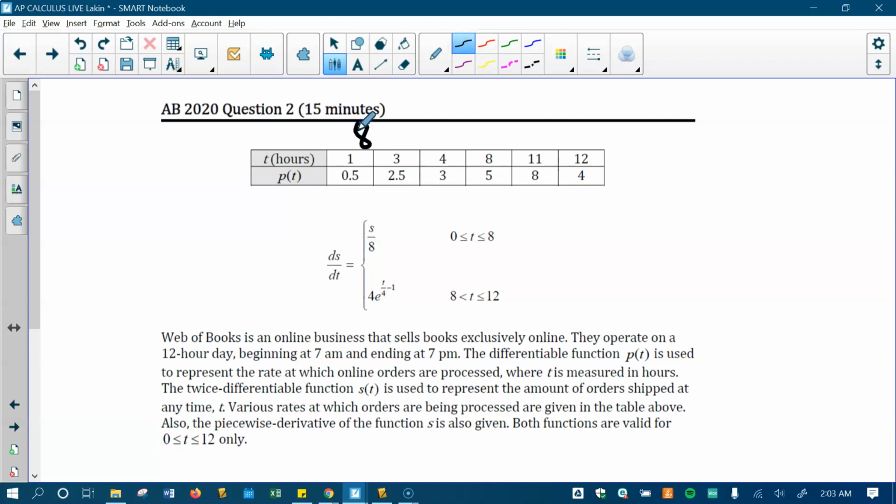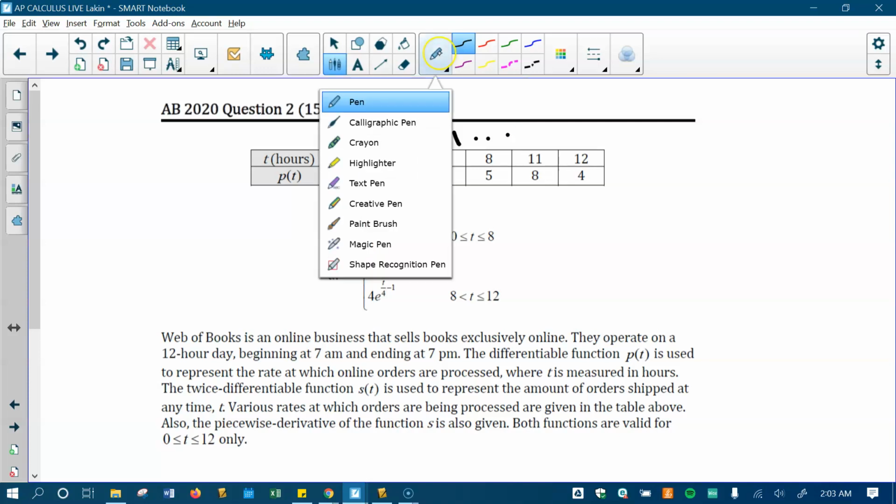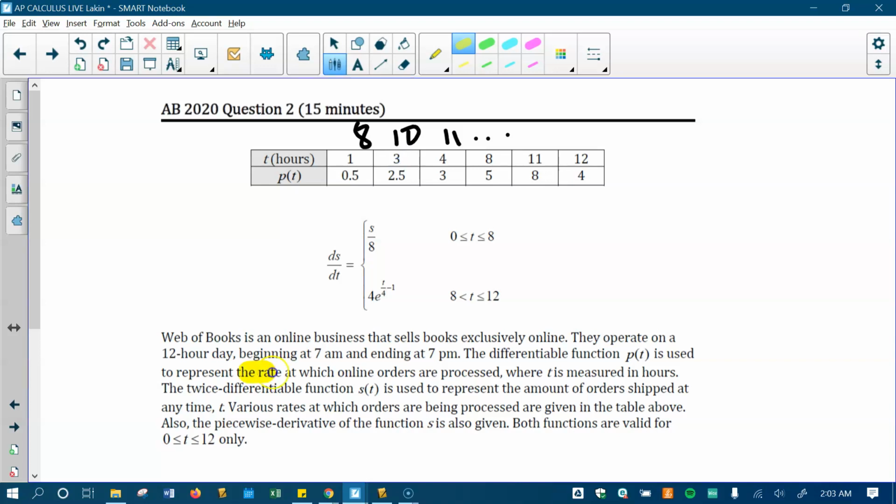This would be 10 a.m. This would be 11 a.m. and so forth, because it's hours since they've opened. The differentiable function P of t is used to represent the rate. So I'm just going to highlight that because that's an important word. P of t is a rate. It's not the original function.